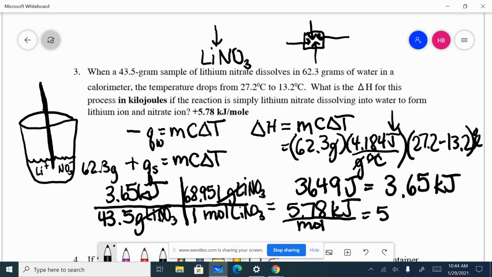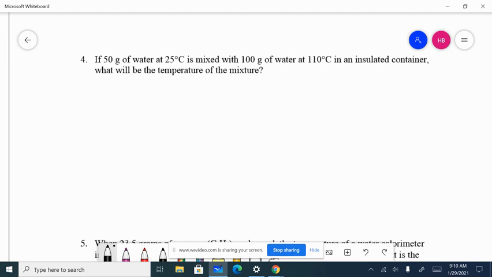Just to clarify, 5.78 kilojoules per mole like that is exactly the same thing, just a little bit different way to report it, but it means the same thing. Just easier to write in a document. Okay, let's do number 4.